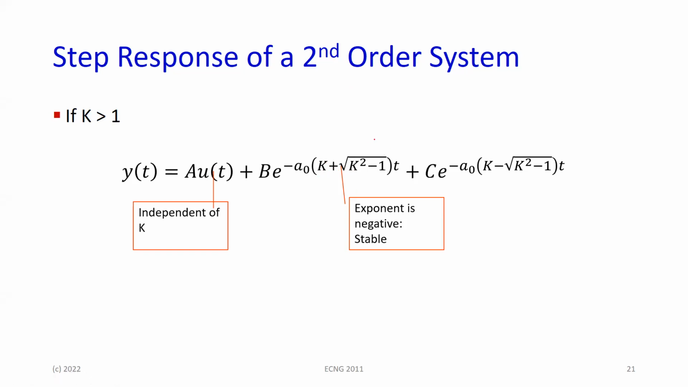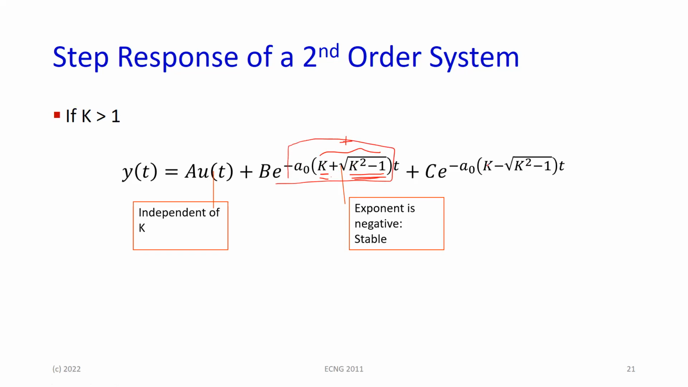if k is greater than 1, meaning it's a positive number bigger than 1, this section inside of here is positive. Here is a small positive number, slightly smaller than k. So this bit here will be positive. Positive by negative means that the overall exponent is going to be negative.